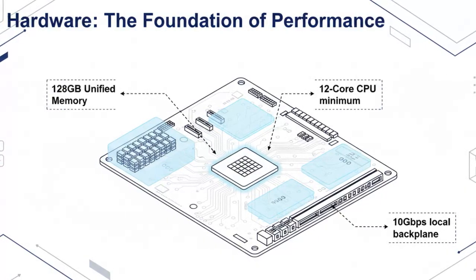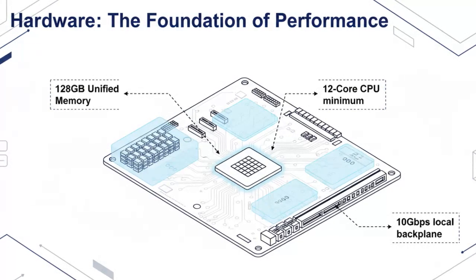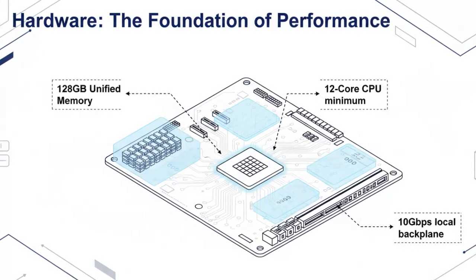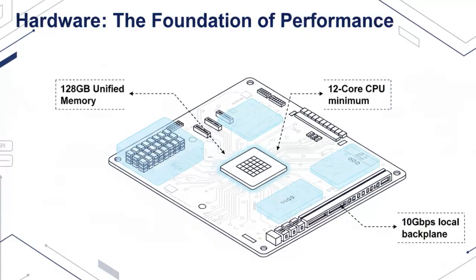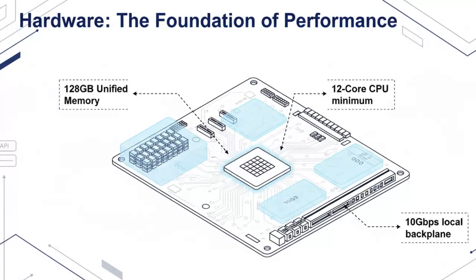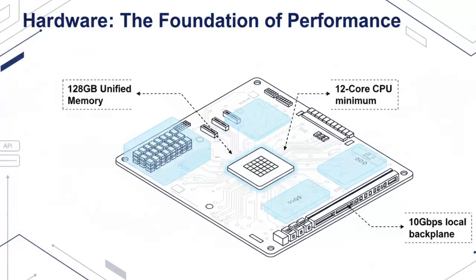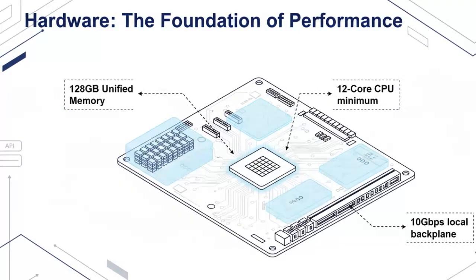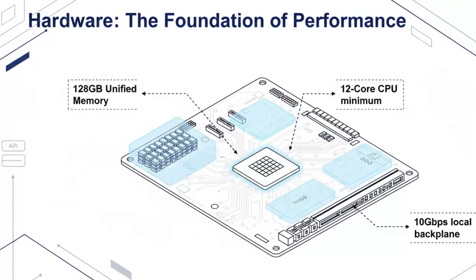A 10 gigabit per second local backplane ensures that data transfer between your local nodes and storage happens at lightning speeds. This hardware stack enables you to simulate entire data center environments on a single desk. It is no longer about just having power. It is about having the right memory bandwidth and core counts to sustain the multi-threaded demands of enterprise platforms. This foundation is what allows local systems to punch way above their weight class in the current tech landscape.